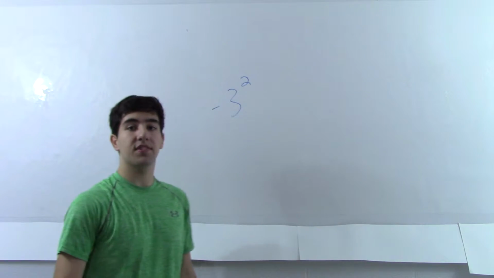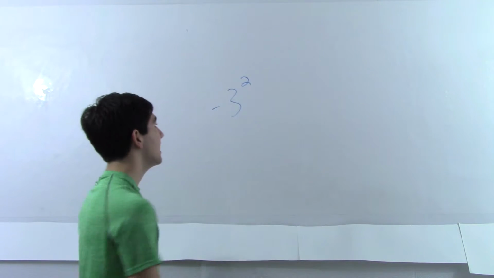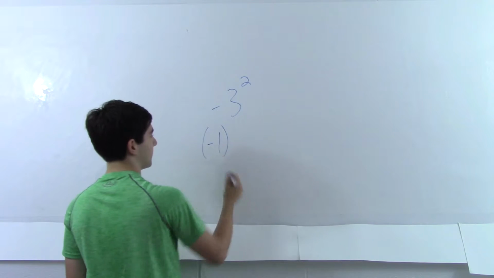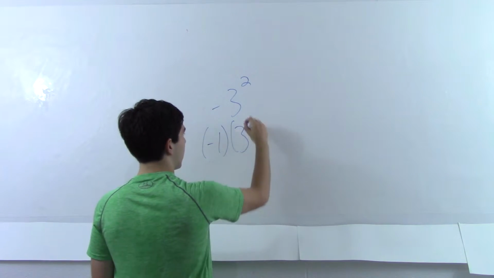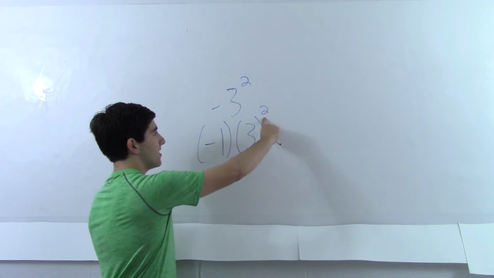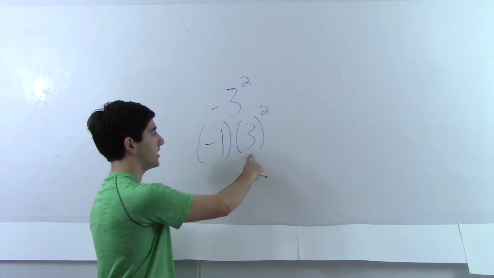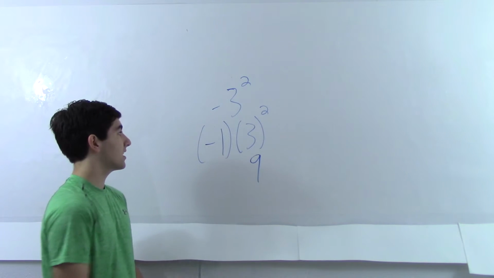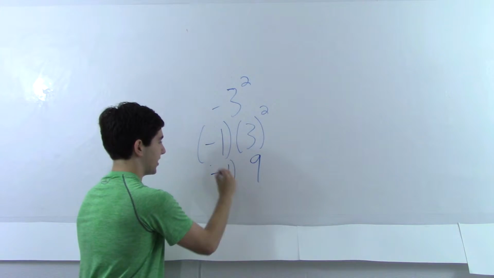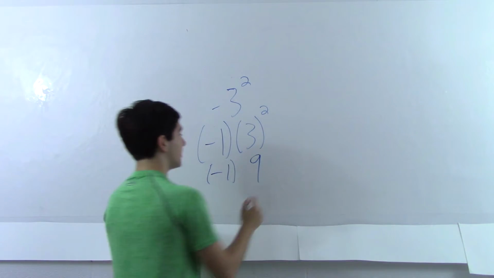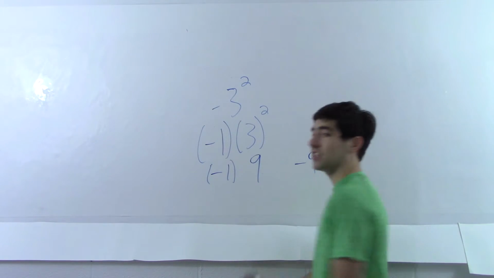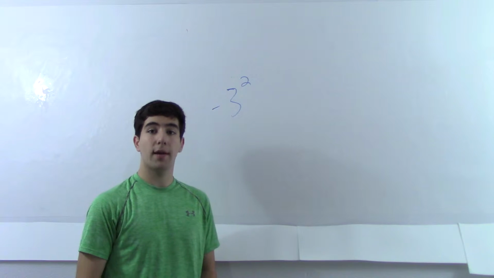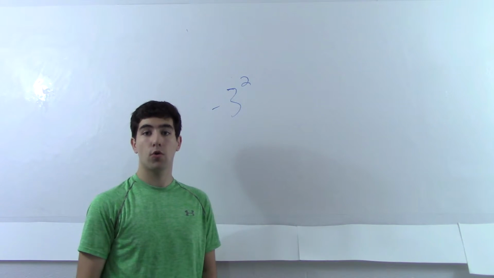However, if there are no parentheses, it has a completely different meaning. This negative is actually representing a negative 1 multiplied by a 3 squared. This power is only relevant to this 3. 3 times 3 is 9, times negative 1. So our answer with this is actually negative 9, which is not the same as the positive 9 which we found before. Don't get fooled when they try and pull a little trick on either your test or your worksheets.